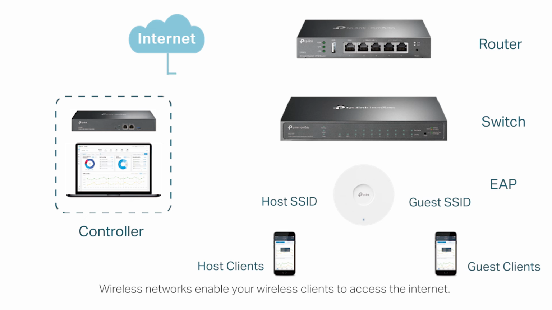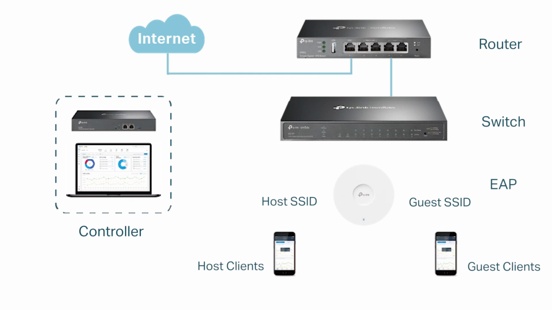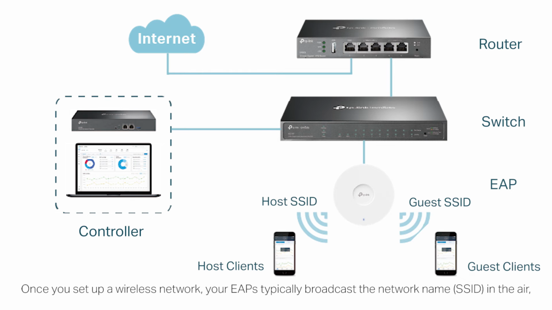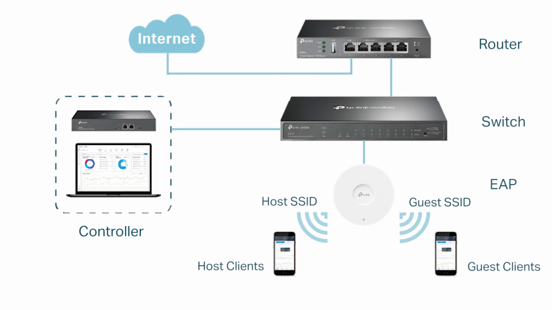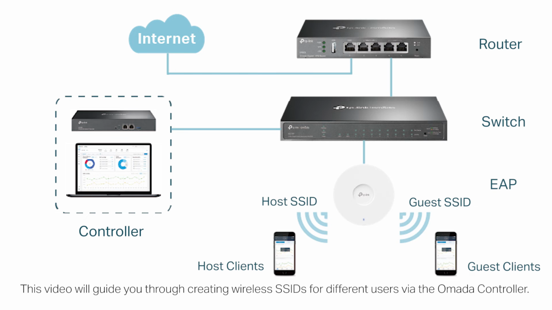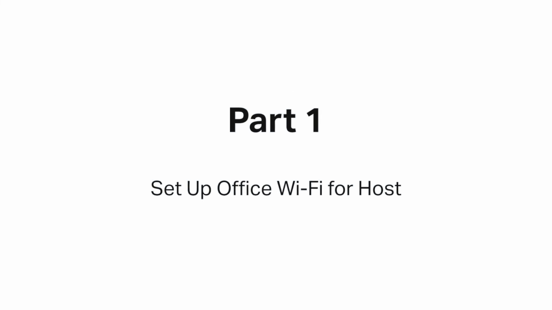Wireless networks enable your wireless clients to access the internet. Once you set up a wireless network, your EAPs typically broadcast a network name, SSID, in the air, through which your wireless clients connect to the wireless network and access the internet. This video will guide you through creating wireless SSIDs for different users via the Omada controller.